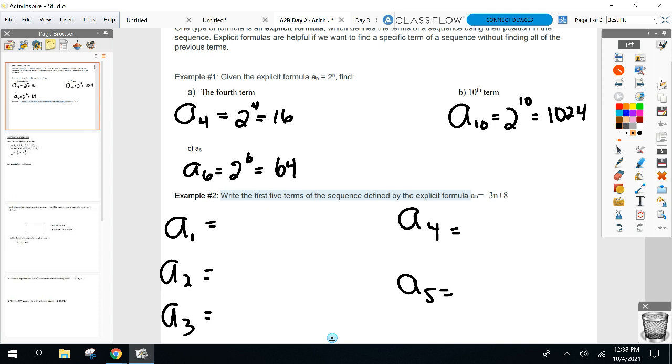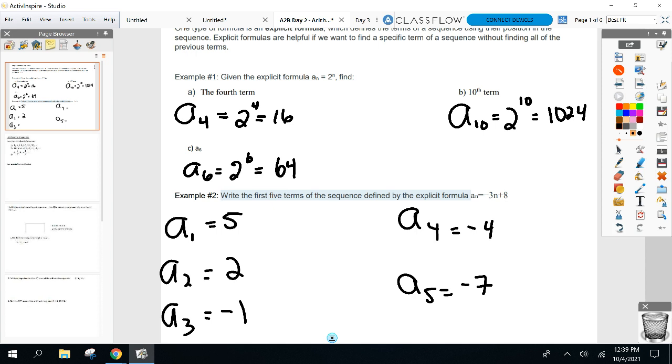Okay, how we doing? You plug in 1, we will get 5. So we got 5, 2, no, we don't have 2. 5, 2, negative 1, negative 4, and negative 7. There you go. There's your first 5 terms.